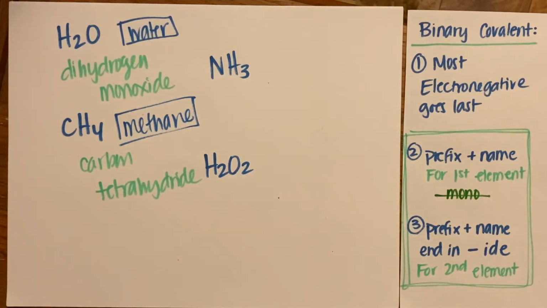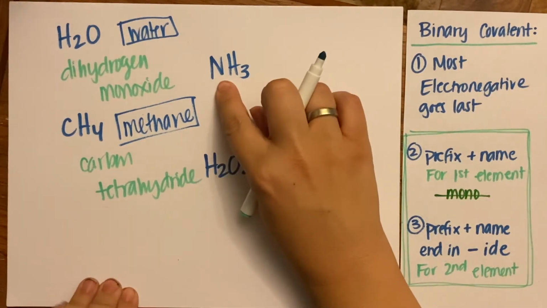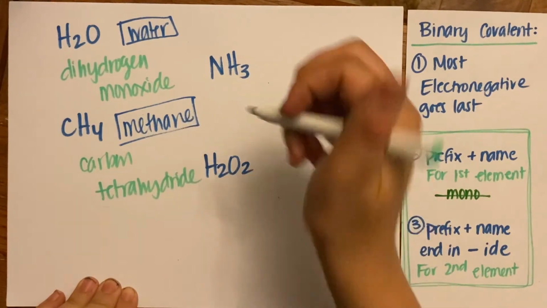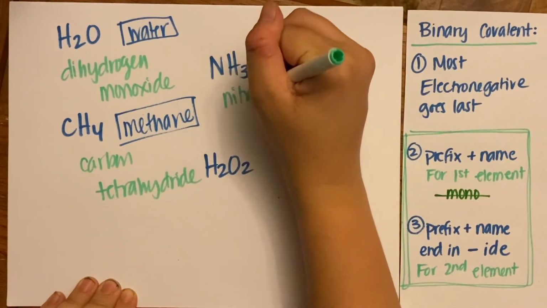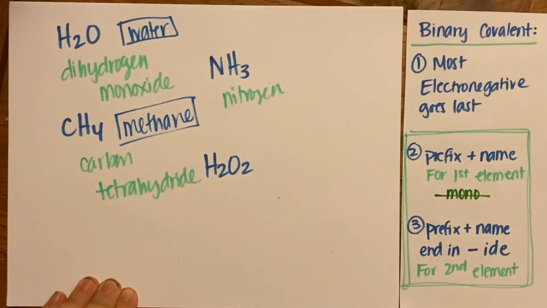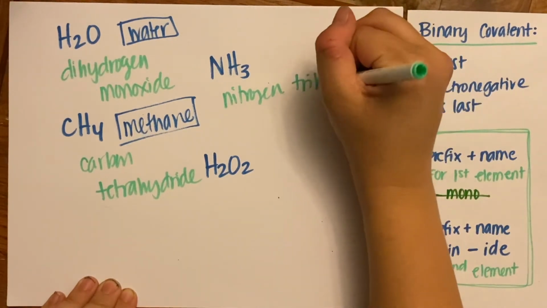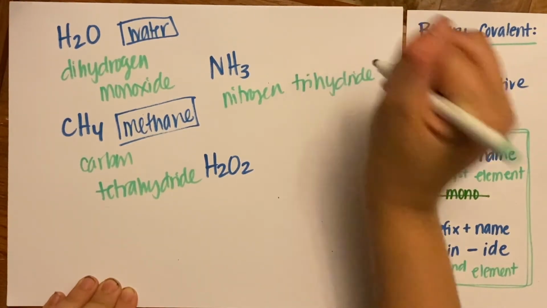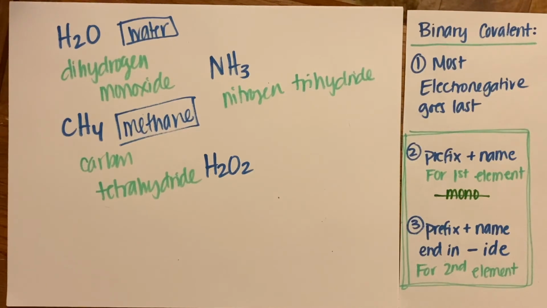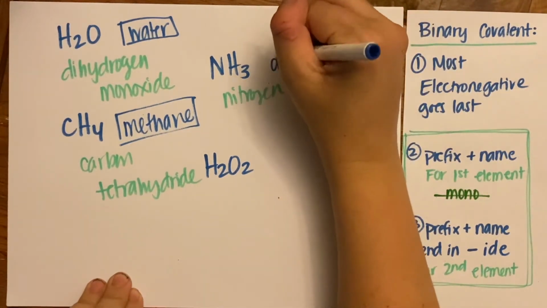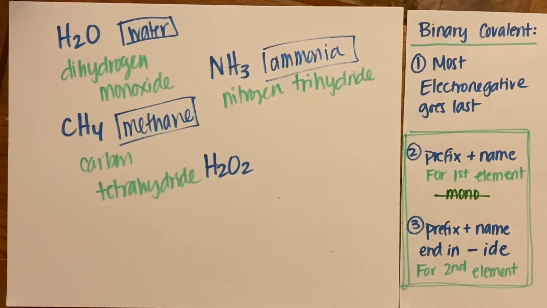NH3 would be mononitrogen, but again, no mono to start with, so just straight nitrogen. Three hydrogens would be trihydride. Okay, that would be its technical name, but we call this ammonia. All right, that's a cleaning product. Okay, also in cat pee. So if you have cats and you ever have to sift out their litter box and you have that horrible smell, congratulations, that's what you're smelling.